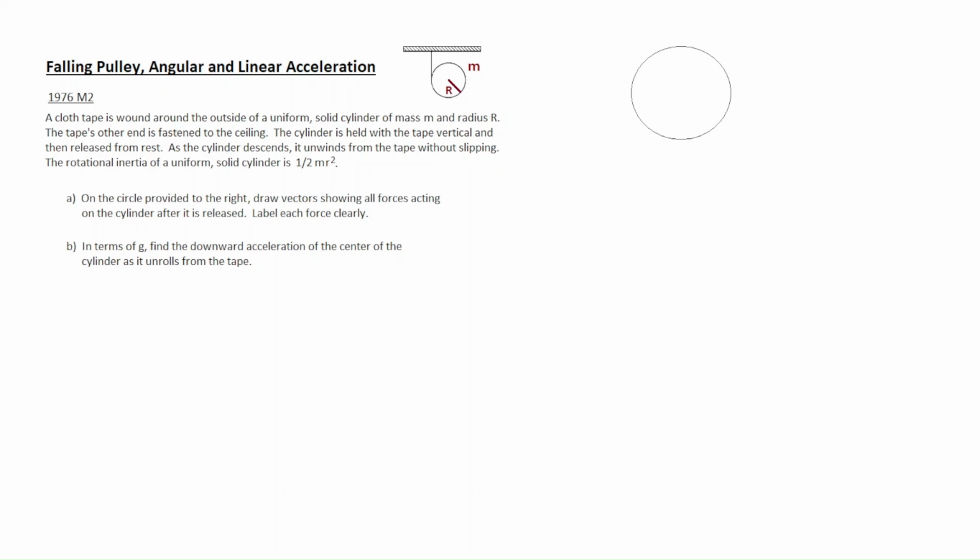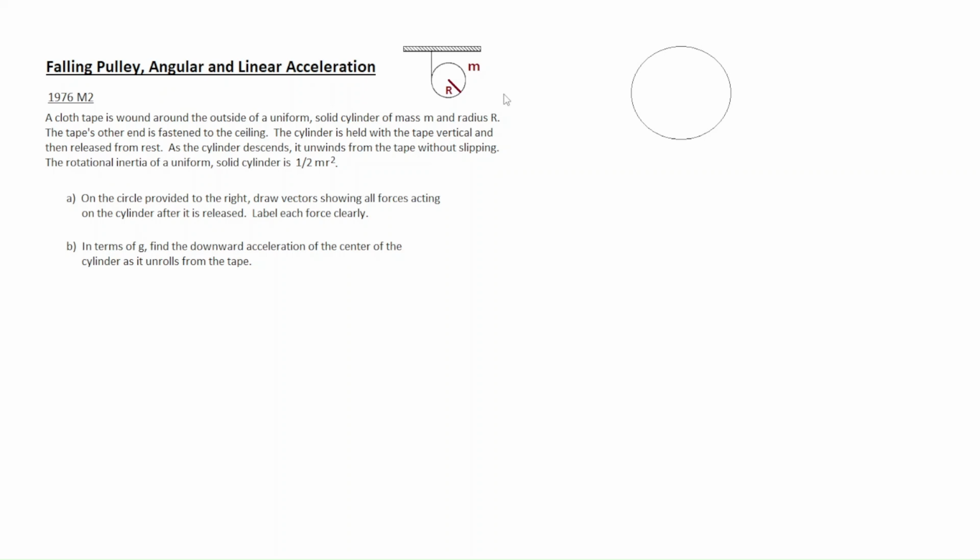Here we're looking at a question from the rotational motion unit. This is from a 1976 AP Physics exam, so one of the older questions out there, but you see this style of problem repeat itself many times over the years. We have a solid cylinder that has a cloth tape wrapped around it, and the other end is fastened to a ceiling.